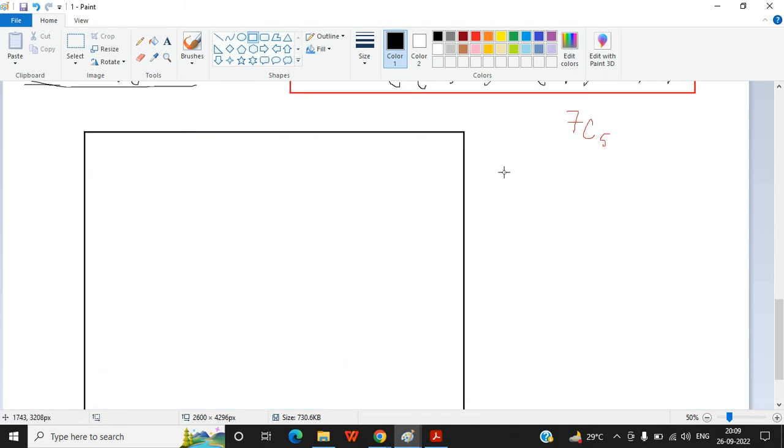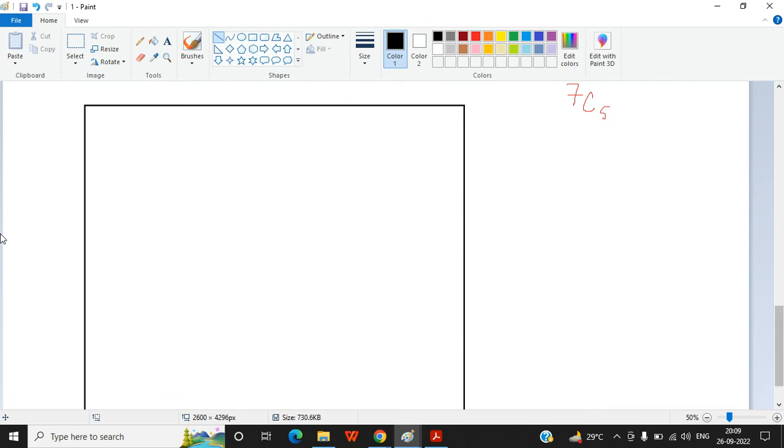So we will have 7 columns, and we want 7C5.